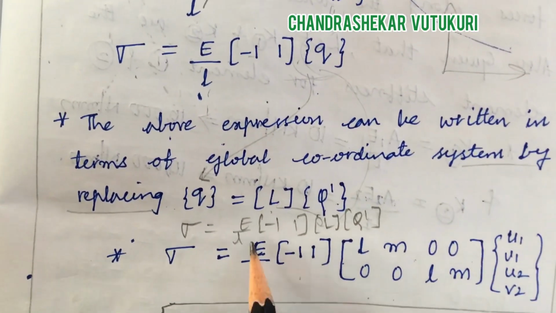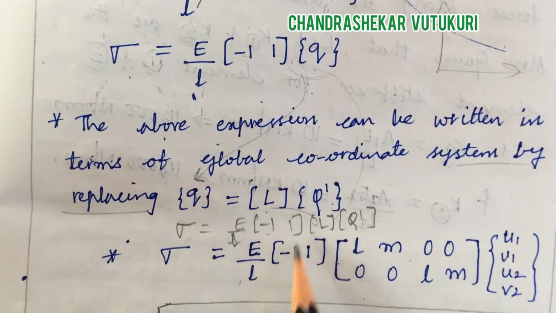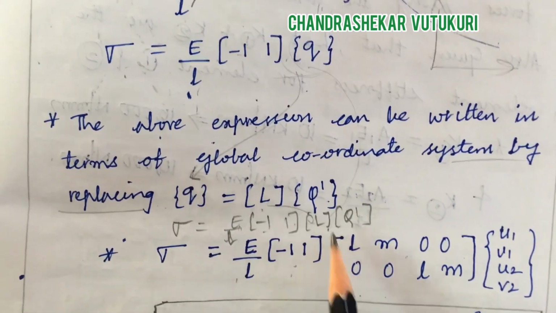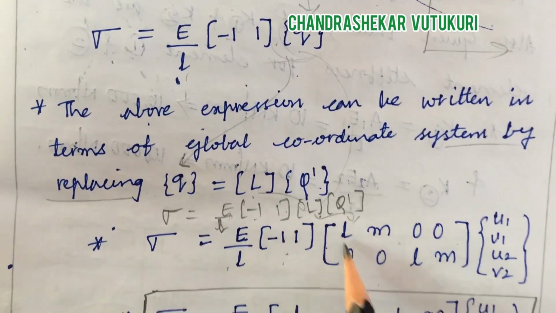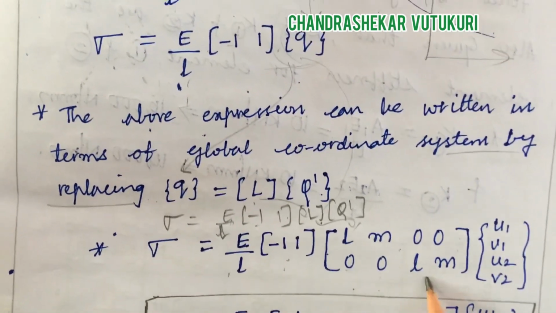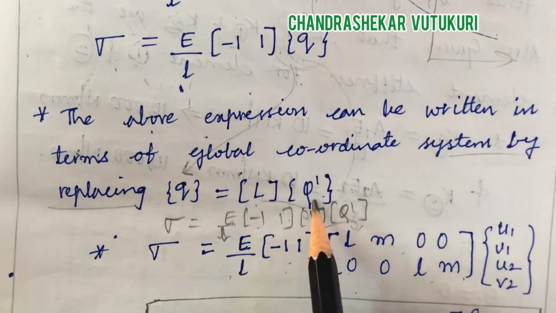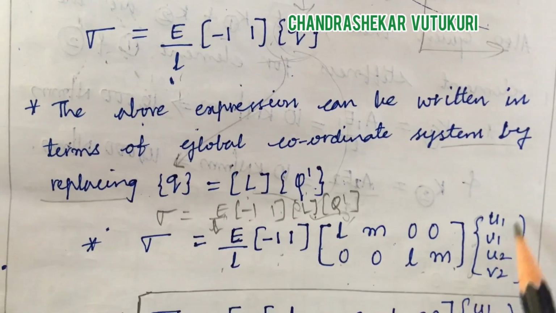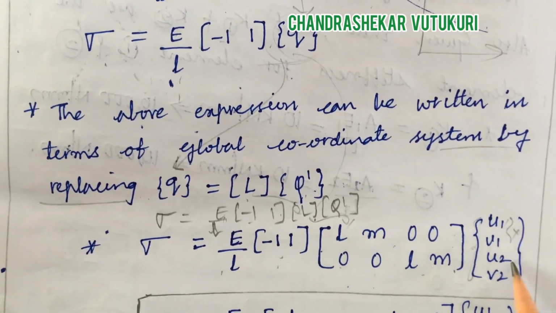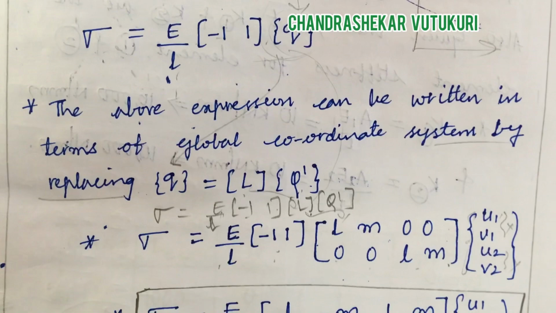Here, E by L as it is, minus 1 1 is written, but L is the transformation matrix that you are supposed to remember: L M 0 0, 0 0 L M. The displacement matrix is the same for two coordinates: u1 v1 u2 v2. This is along x, this is along y, isn't it, dear students?